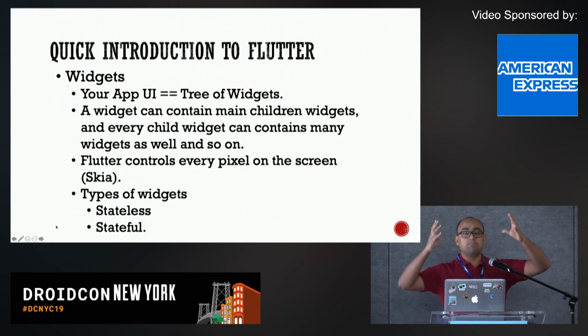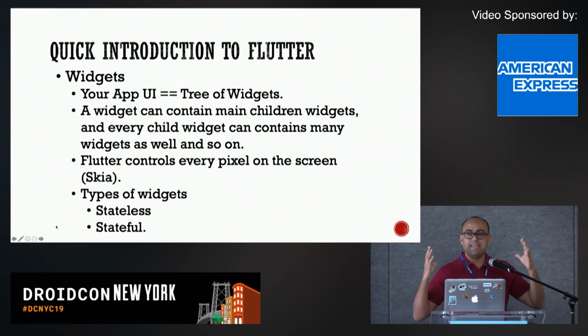You will have a home page widget that contains a bar, and can contain a button as a child of the home page widget. And as a child of the button widget, you can have a label widget or a text widget that contains this text. So this is how we are constructing our user interface in Flutter. It is tree based. Flutter controls every pixel on the screen using a graphics engine called Sky.